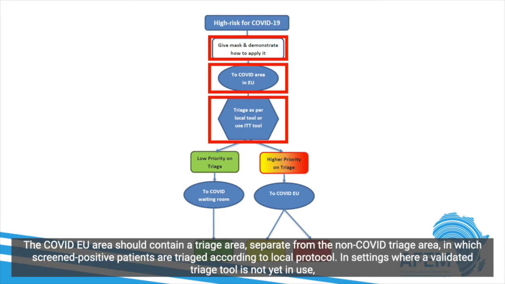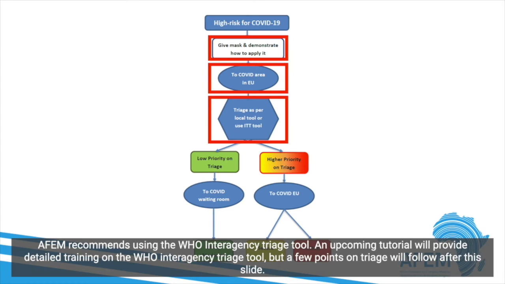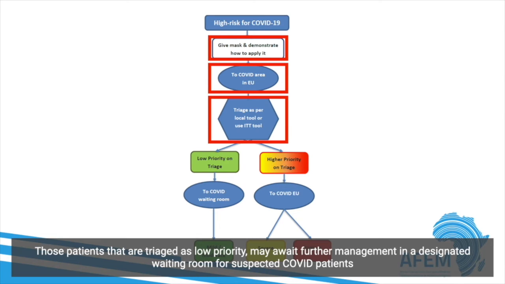In settings where a validated triage tool is not yet in use, AFIM recommends using the WHO Interagency Triage Tool. An upcoming tutorial will provide detailed training on the WHO Interagency Triage Tool, but a few points on triage will follow after this slide. Those patients that are triaged as low priority may await further management in a designated waiting room for suspected COVID patients.